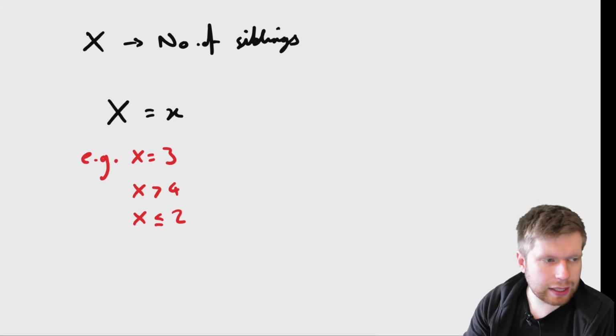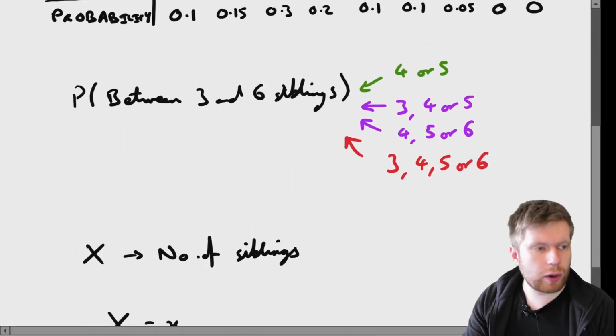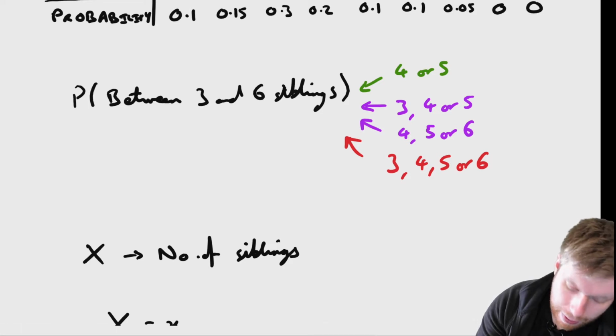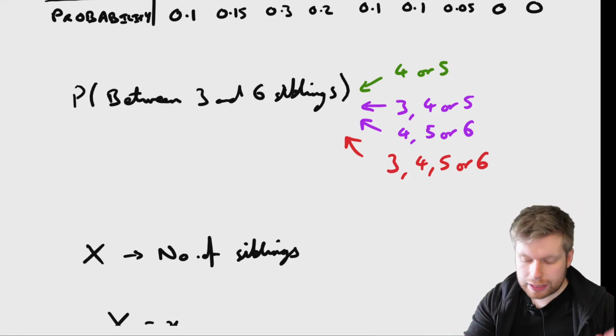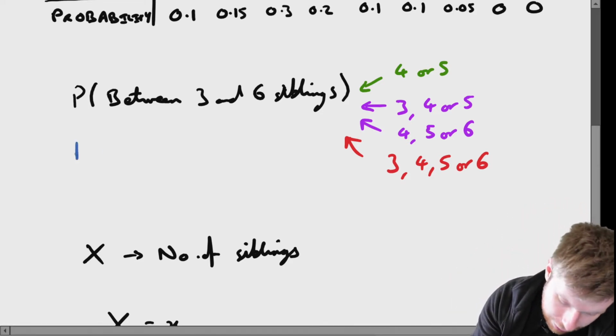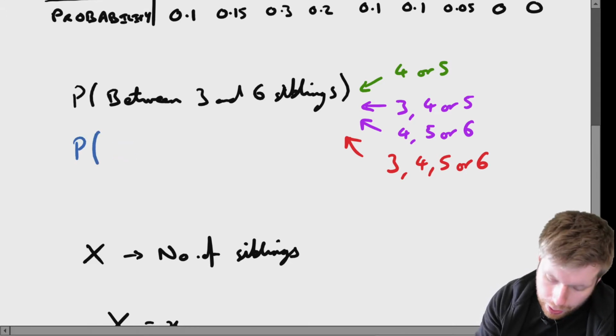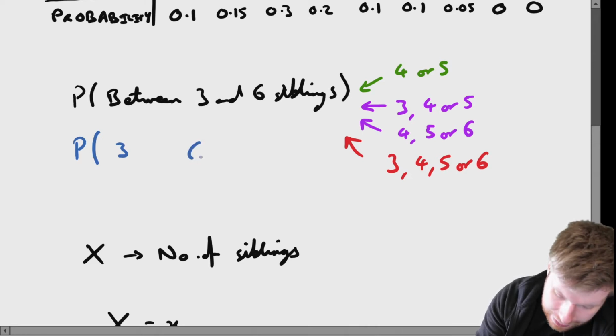So now we're being specifically clear. So if I now say between 3 and 6 siblings, I can now be clear because I have notation which makes it clearer. So I can say, right, okay, I want the probability that X, my random variable, has got to be between 3 and 6 siblings.